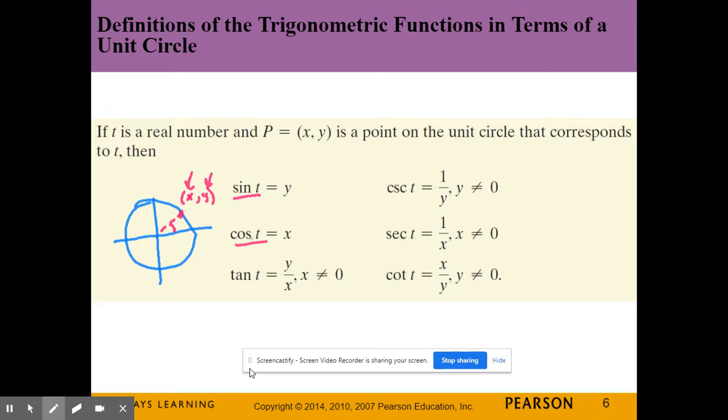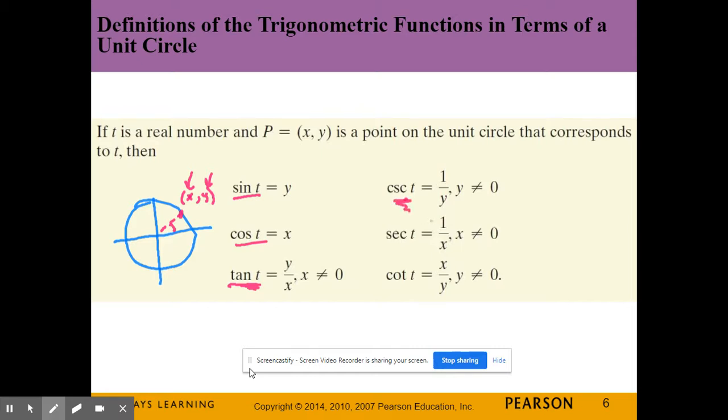So you would say, what is the sine of angle T? And the answer would be the y coordinate of the point that's out there. What is the cosine of this angle T? It's the x coordinate of the point that's out there. All the other 4 trigonometric functions are based off of that ordered pair. So tangent is the y value divided by the x value.